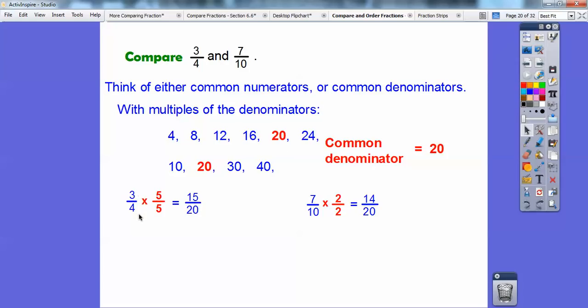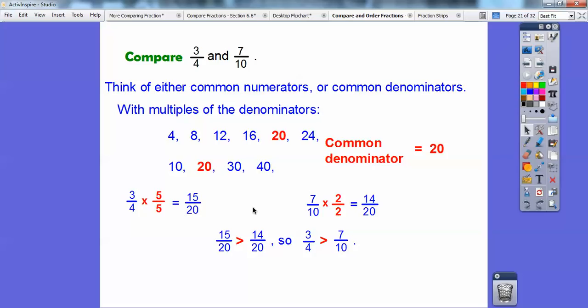So I multiplied 3/4 times 1, but my 1 is 5/5. So 3 times 5 is 15, 4 times 5 is 20. Over here, it's times 2/2. 7 times 2 is 14, 10 times 2 is 20. Now they have common denominators of 20, and then you can look at the numerators, you guys.